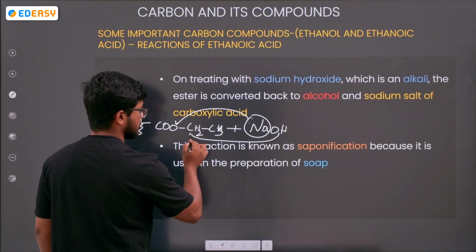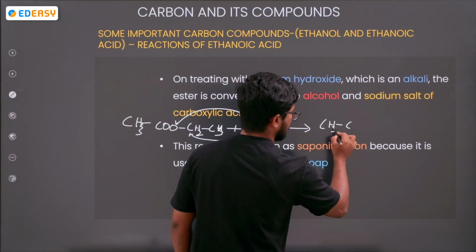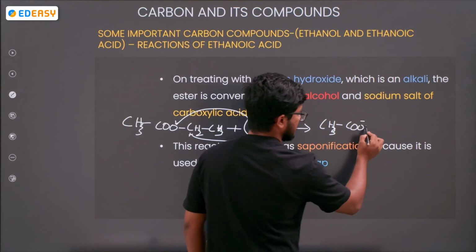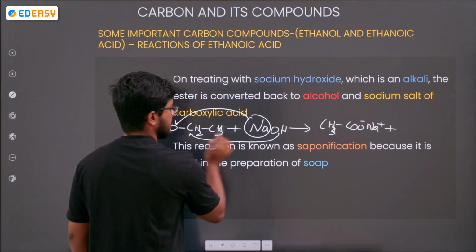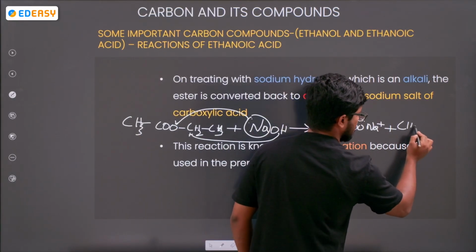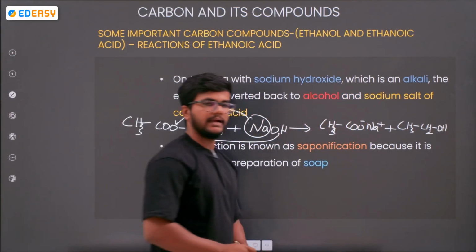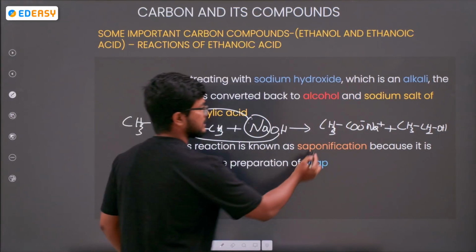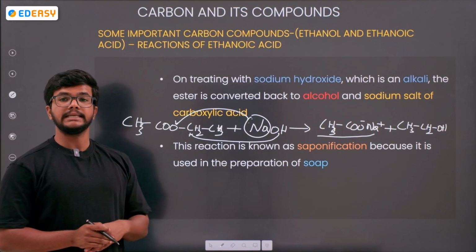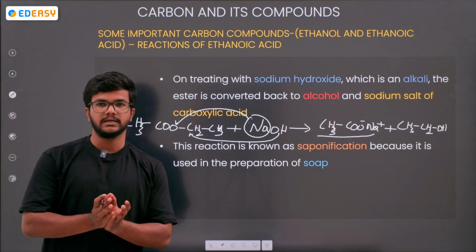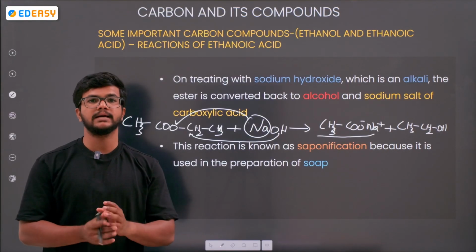OH will attack to this. This gives CH3COO⁻ Na⁺ plus CH3CH2OH, which is the alcohol. Again we will get alcohol. This is nothing but the sodium salt of carboxylic acid. This is the major ingredient in the soaps.